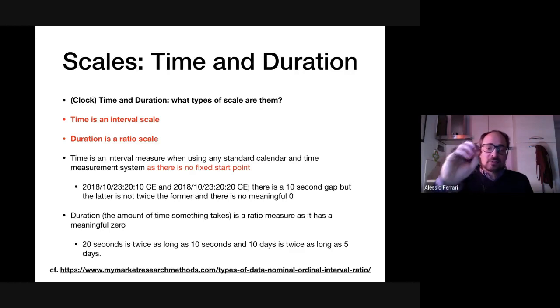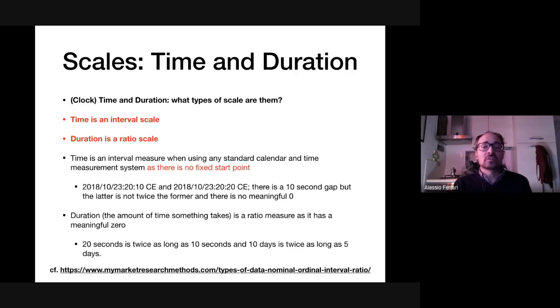So for time there is no actual meaningful zero. Zero is a convention. While duration is a ratio measure and indicates the amount of time something takes, and it has a meaningful zero because if zero time passed, this has somehow a meaning. And divisions and ratios have meaning. For example, 20 seconds is twice as long as 10 seconds, and 10 days is twice as long as 5 days. So I can do this type of computation.